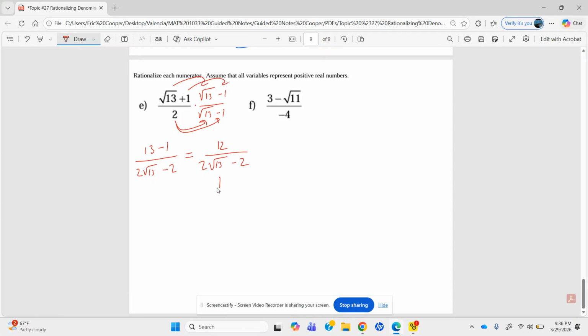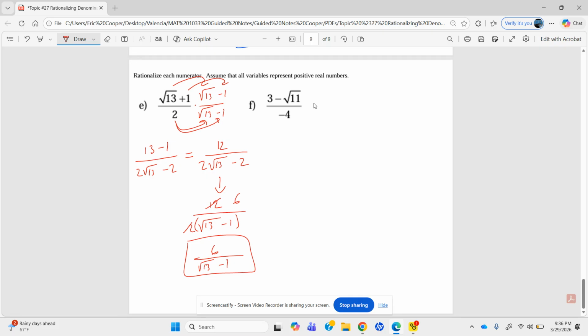And this can simplify. So if we look at it this way, we could factor out a 2 here because they both have a 2 in common. So I could take out a 2, and that leaves me with the square root of 13 minus 1 again. And then 12 over 2 would become 6. So 6 over square root of 13 minus 1 would be our final answer.